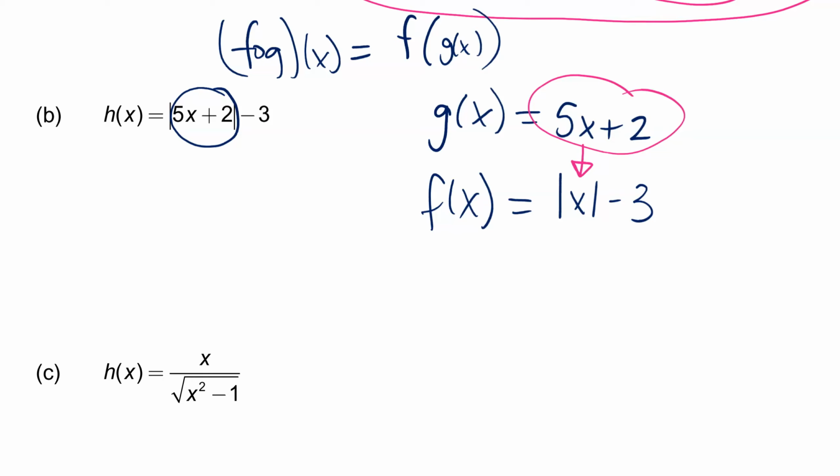f of x is what's left over after you pull out g of x and replace it with just an x. C is unnecessarily hard. You should expect questions like A and B. That's something you should be able to do. C, we're going to try it. It's probably going to be confusing.